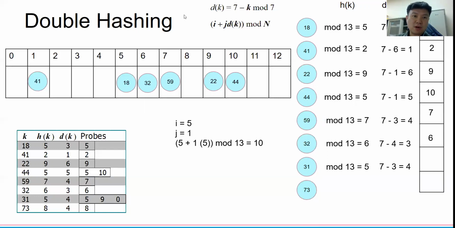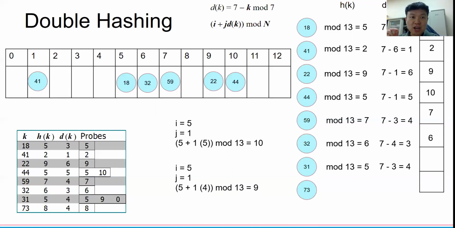Okay. 31. Oh, 31 has an HK result of 5. But you know, 5 already has a value. And the TK, we have 4. So again, we will use the function here, I plus j TK mod n. So I equals 5 and j equals 1. So we will check 5 plus 1 multiplied by 4. So 5 plus 4, which is 9 mod 13. The result is 9. Ah, 9 already has a value. Then you need to figure out another way.